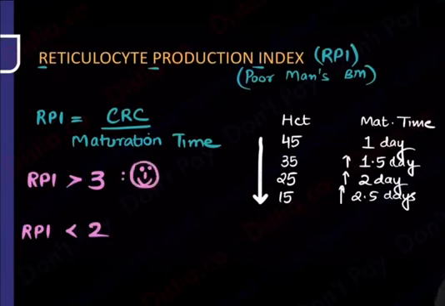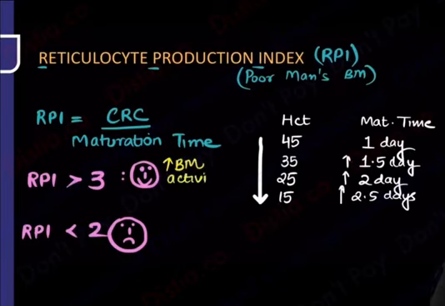It is a good response. My bone marrow is working well. That is why RPI is more than 3. When the RPI is less than 2, my bone marrow is not doing any work. I'm very sad. My bone marrow is hypoproliferative. It is not doing any work. So remember, when it is more than 3, there is increased bone marrow activity that I am seeing. When it is less than 2, this means there is a decreased bone marrow activity that I'm seeing.